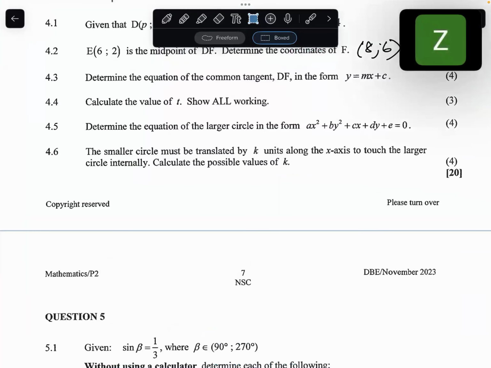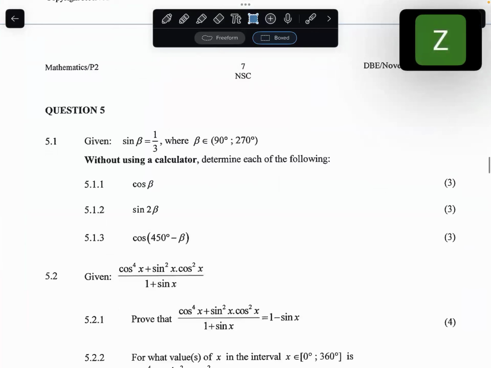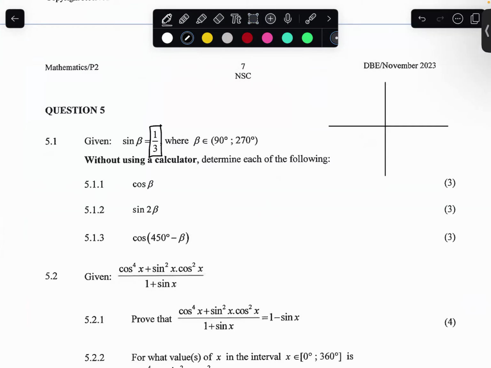All right, question 5. Given sine beta is equal to 1 over 3, where beta lies between 90 and 270. Again, we're first going to draw a Cartesian plane. Sine is equal to a positive number on the side. Remember to get this in the form function angle equals number, and then you can see if it's positive or negative. In this case, it's positive. Sine is positive in quadrant 1 and 2.